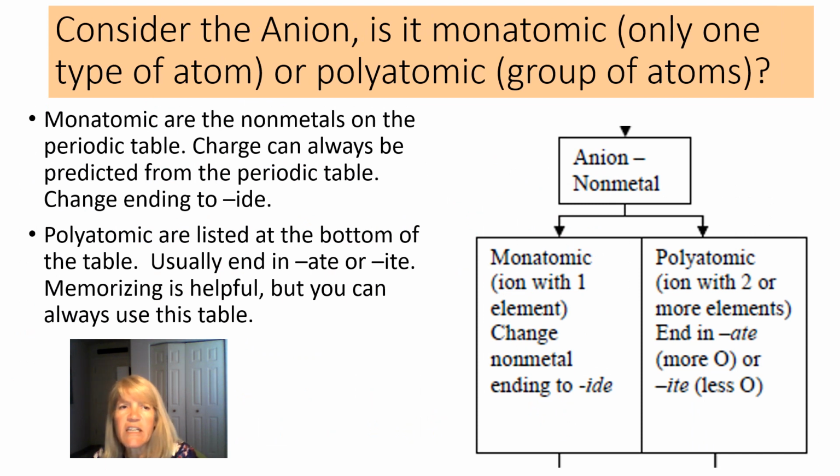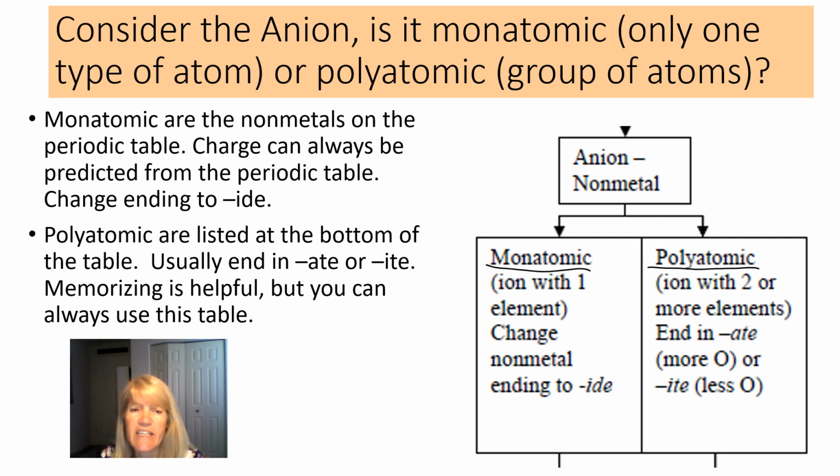All right, let's look at considering naming the anion, okay? Again, we're going to have two categories of anions, but what they are this time: monoatomic, meaning it's just one element, or polyatomic, meaning it's a group of elements with a charge. So the monatomic are the nonmetals on the periodic table, and you can tell their charge from their column. The polyatomics are listed at the bottom of the table.